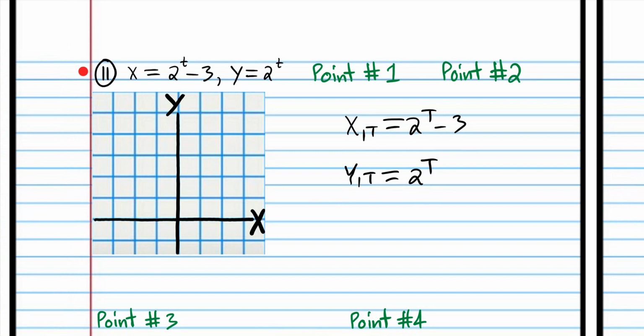So now we're going to press the window button, and your window should be -4 for x minimum and +3 for x maximum, and -2 for y minimum, and y max should be about 5. So x minimum is -4, x max is 3. Then we're going to graph this. Press the graph button at the upper right.